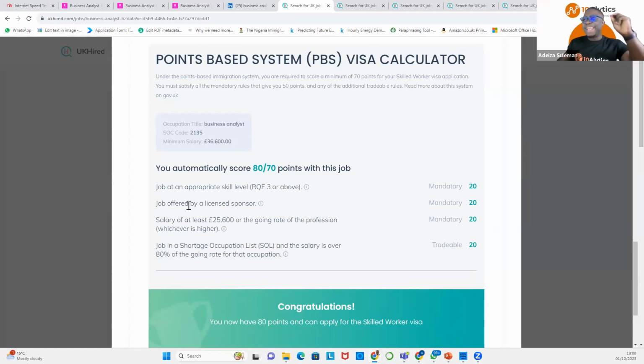Is the job offered by a licensed sponsor? So this particular job is offered by a licensed sponsor. Who is a licensed sponsor? A company that has the license to sponsor an individual. All right, so they can give you a certificate of sponsorship, and you take that certificate of sponsorship and apply to the Home Office for a skilled worker visa. Another 20 points. If the salary is above 25,600, you saw that the salary for this job is 36,006. So if the salary is above 25,600, you get additional 20 points, making what?